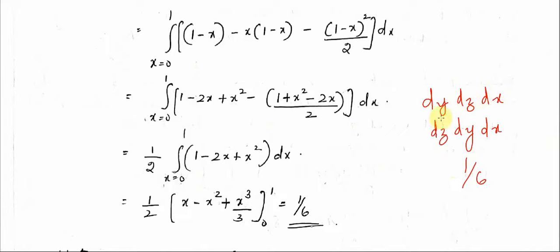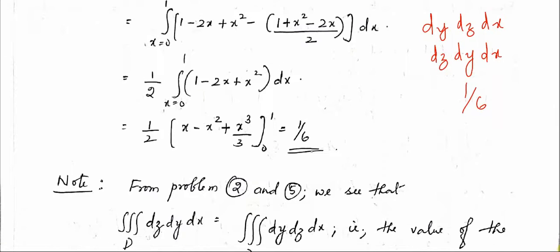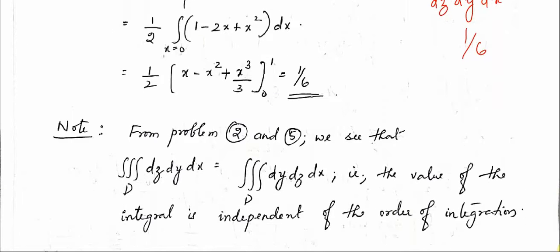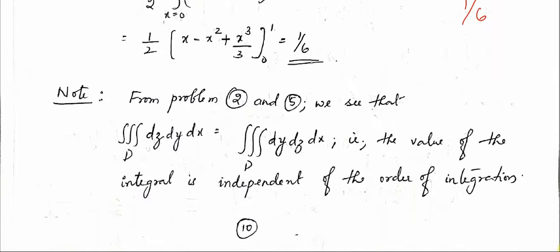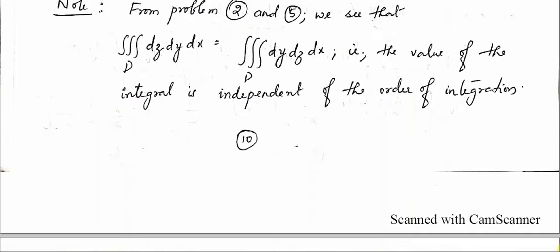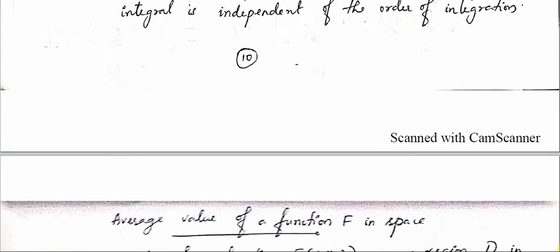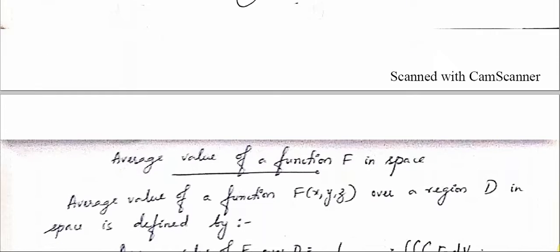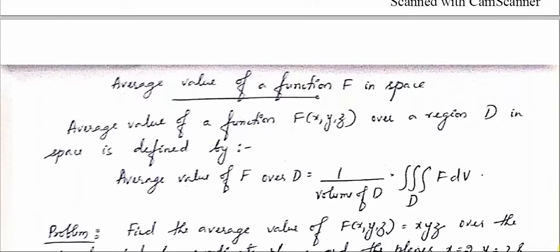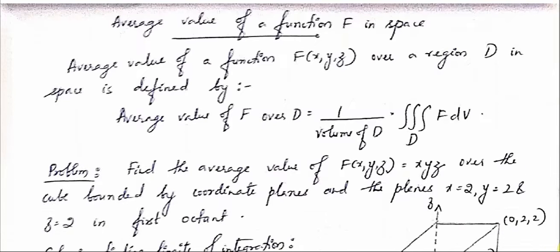In fact, you can see that whatever the order of integration, you're going to get the same value for the integral. That is, the integral is independent of which order you integrate. So the value of the integral is independent of the order of integration. Now we move on to the last section of our module, which is the average value of a function in space. That is defined by 1 divided by volume of D, triple integral over D of f dv.